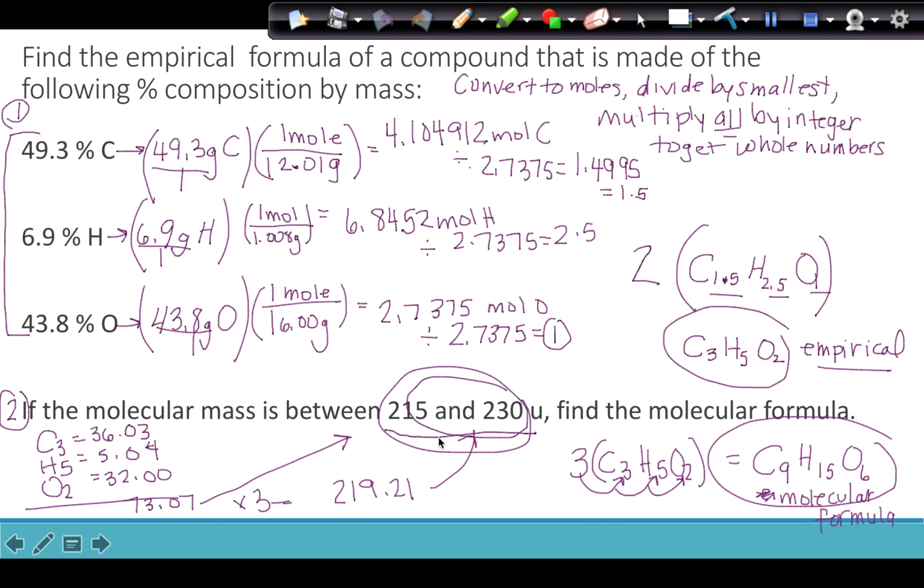So that was our introduction to finding formulas from percent composition. Hopefully that helped. You can now work on those questions.